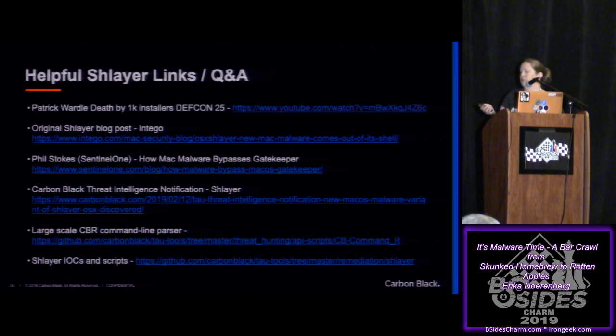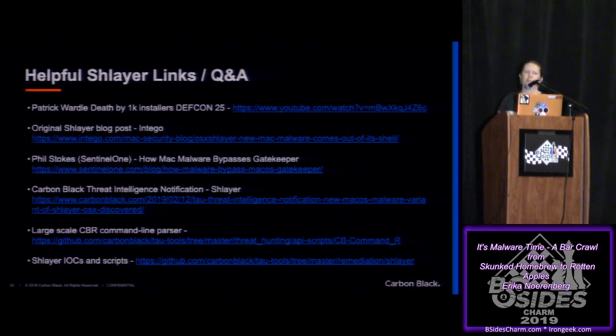And then Greg wrote a CBR command line parser for this. We've got a GitHub page, our TAU tools GitHub page on our Carbon Black GitHub. He wrote a script that, if you have this in your environment and you happen to be running CBR, will go out, pull it all, and mitigate it for you. So all of the IOCs and scripts are up on our GitHub. And there will be a bigger blog post coming out shortly after this that goes into a little more of the detail that I mentioned today.